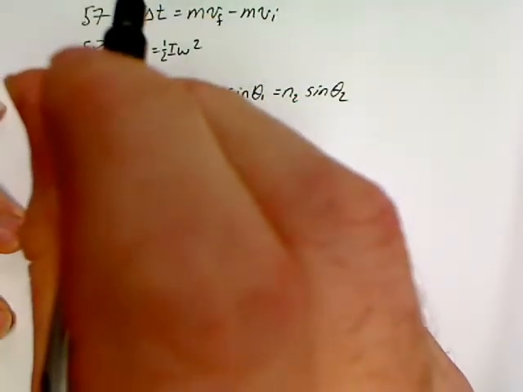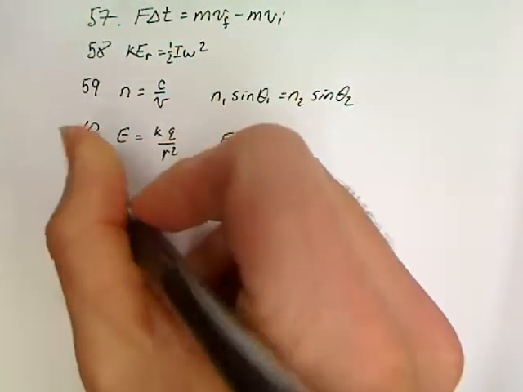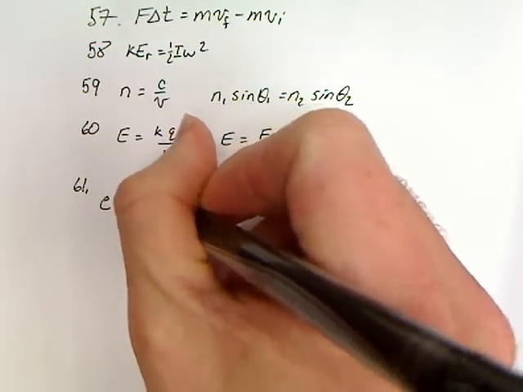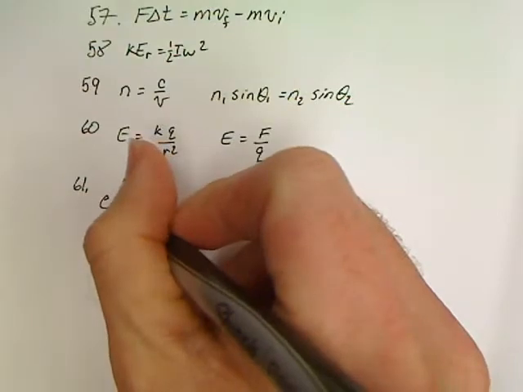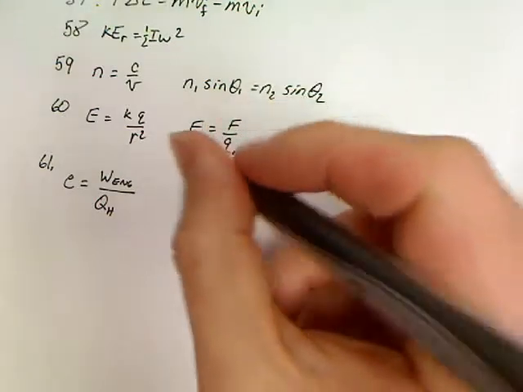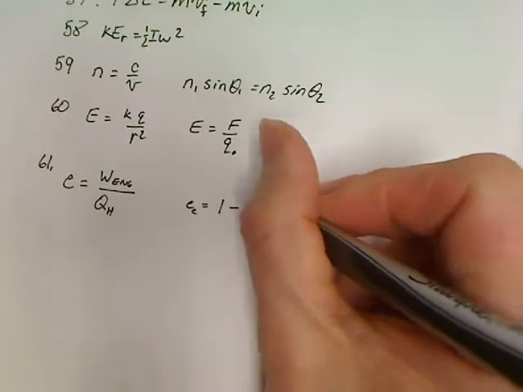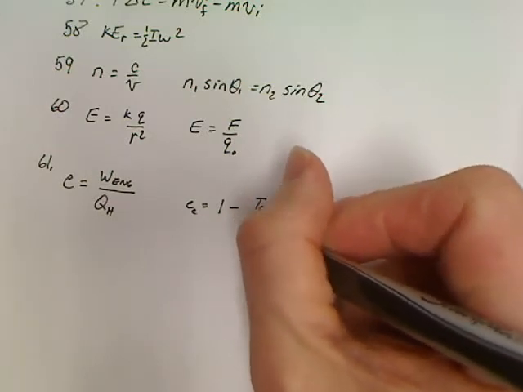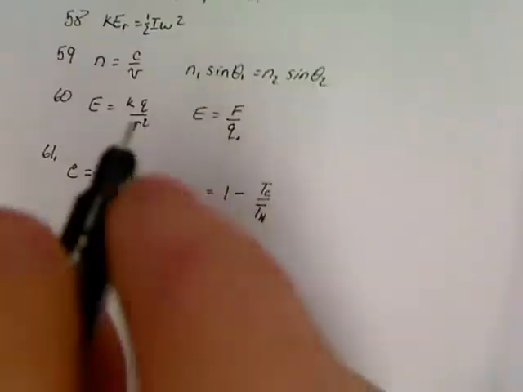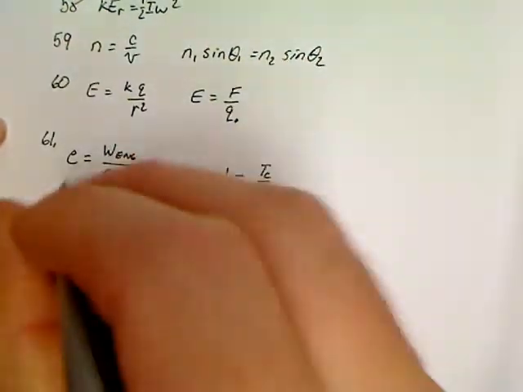61, efficiency of an engine and a Carnot engine. Basic efficiency of an engine is equal to work of engine divided by Q from your hot source. Efficiency of a Carnot engine is 1 minus Tc over Th. There's your Carnot efficiency. Oh, I got sleepy. 62, a critical angle.